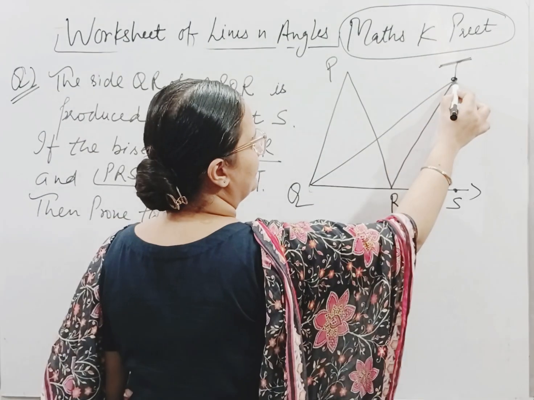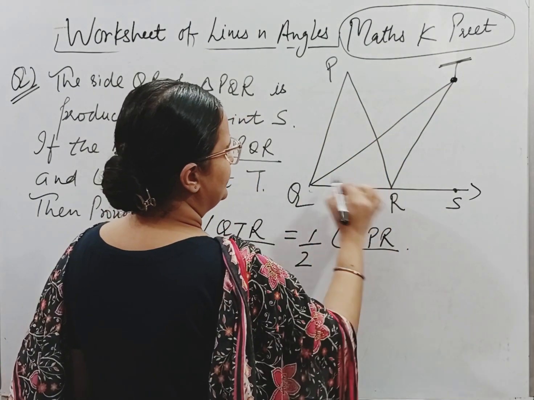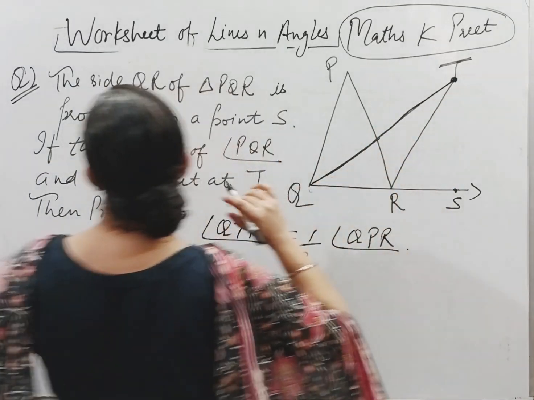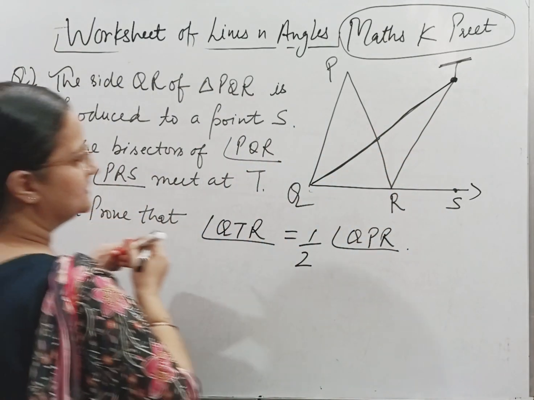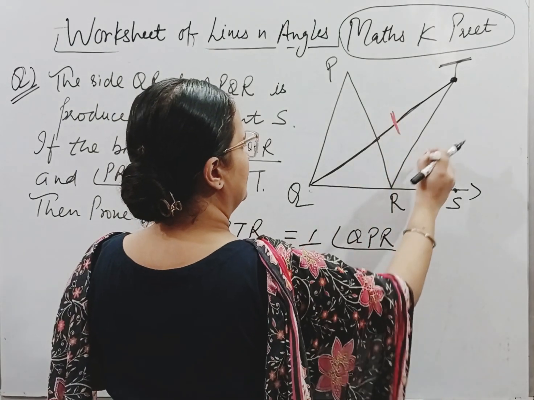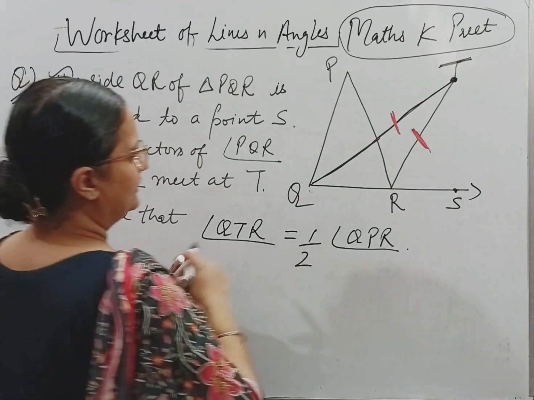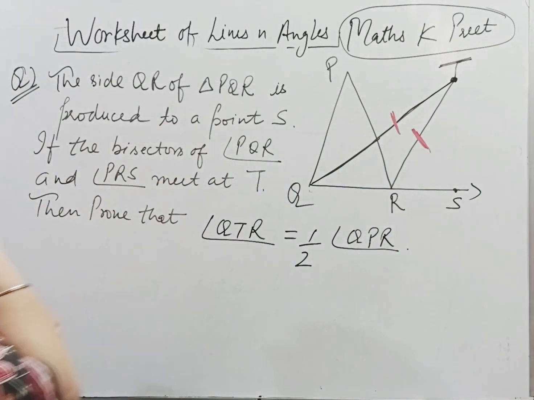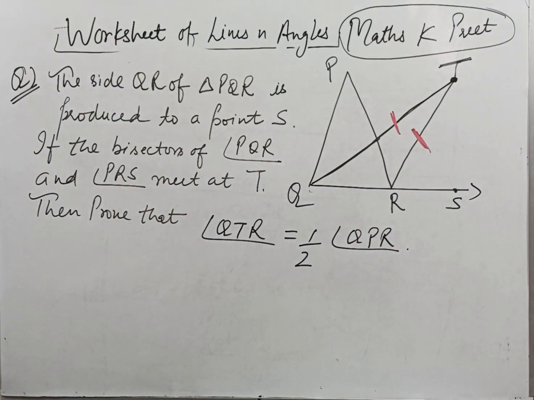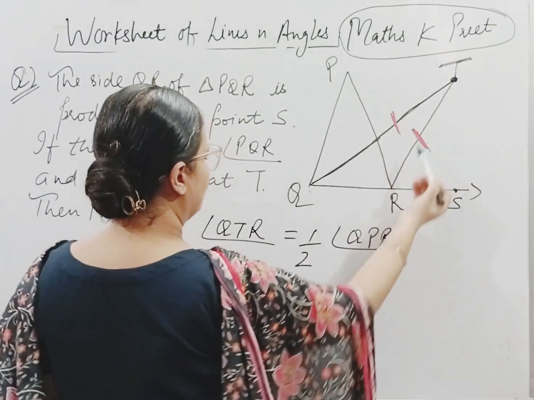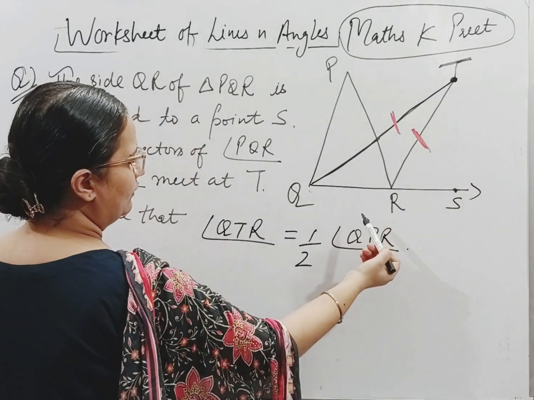This is point T. And bisector of this means this is the bisector. This QT is acting as a bisector. Let me draw with another color. This is a bisector, and this RT is also a bisector for angle PRS. So these two lines having red mark are acting as the bisectors of two angles. Then we have to prove that this QTR is equals to half of QPR.